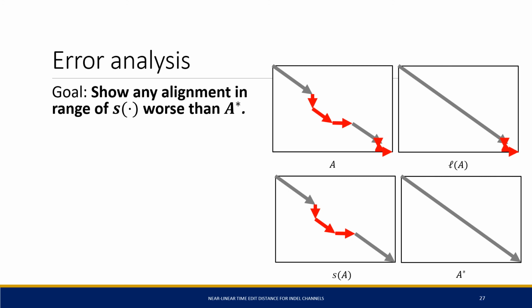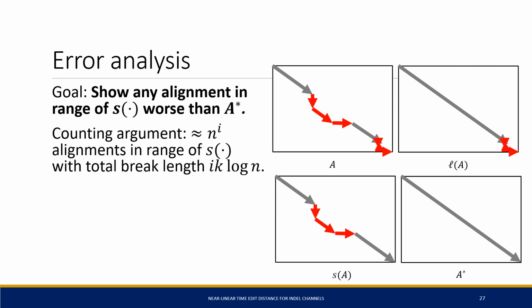So I want to show that any alignment in the range of S is worse than A star. I can use a counting argument to show that there are roughly n to the I alignments in the range of S with total break length I k times log n. Remember, this wasn't possible before because we could always make tiny variations to alignments that didn't really affect them, but that arbitrarily increased the total set of alignments. But now I'm in the range of S, where I'm only allowed to make large variations from A star, so it's no longer possible to make these tiny adjustments.